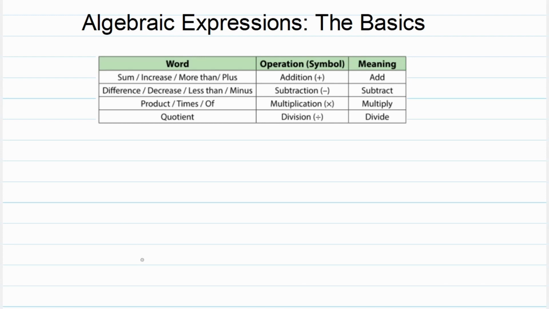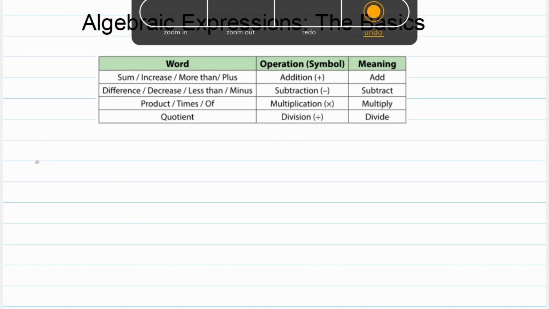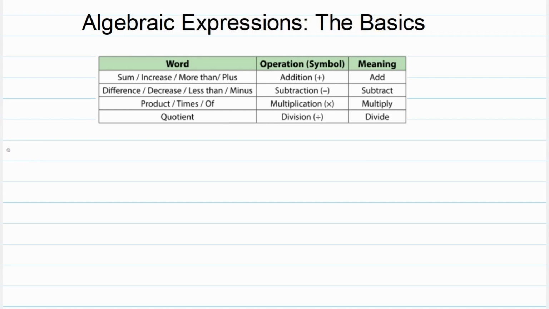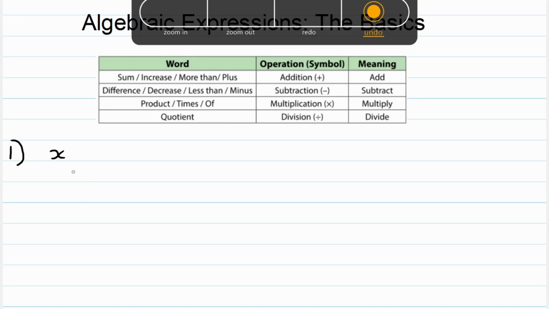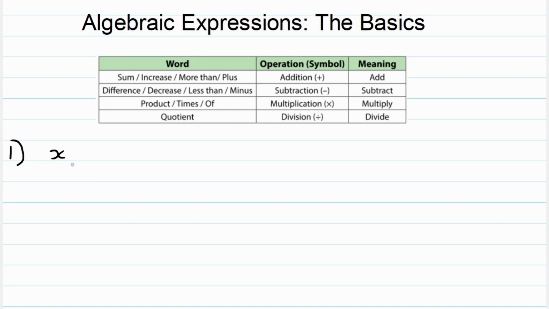So let's talk about a few basic rules. So after we've done the language now, rule number 1, or something to consider. We do not write down 1 once it's next to an unknown. For instance, x. We don't need to say 1x. We can just say x. This means the same thing.